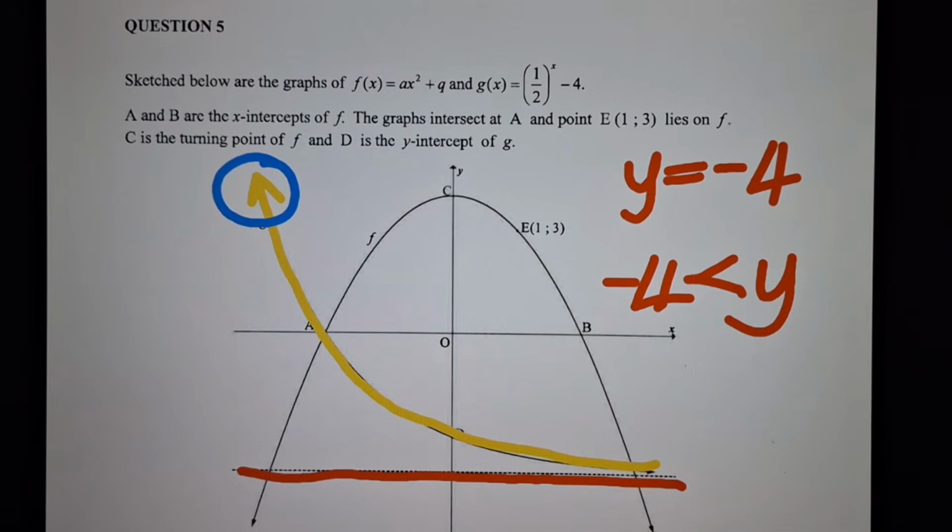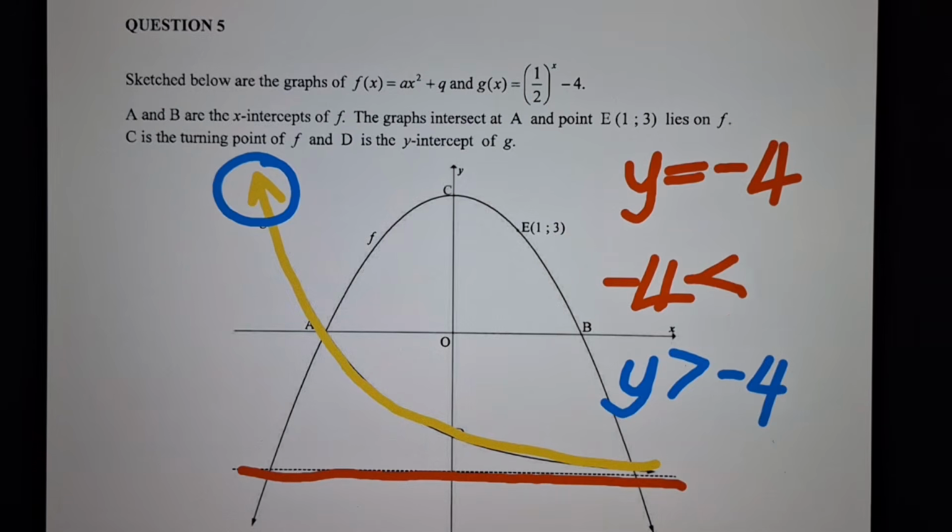Or you can write y is greater than negative 4, the asymptote. Let's put it like this: y is greater than negative 4. Then that's it, you're done with it.